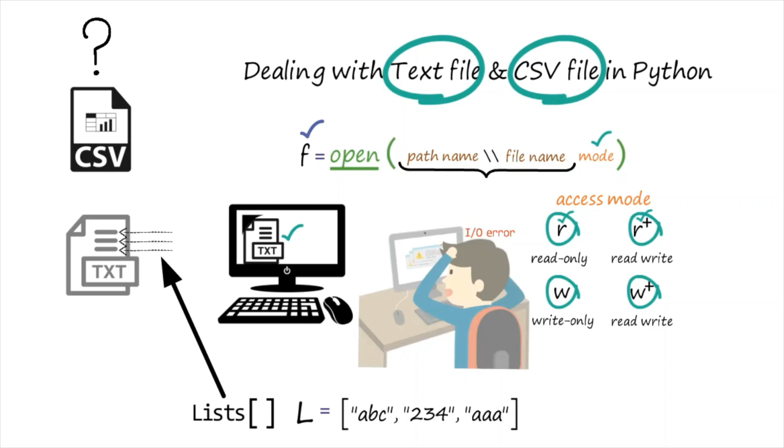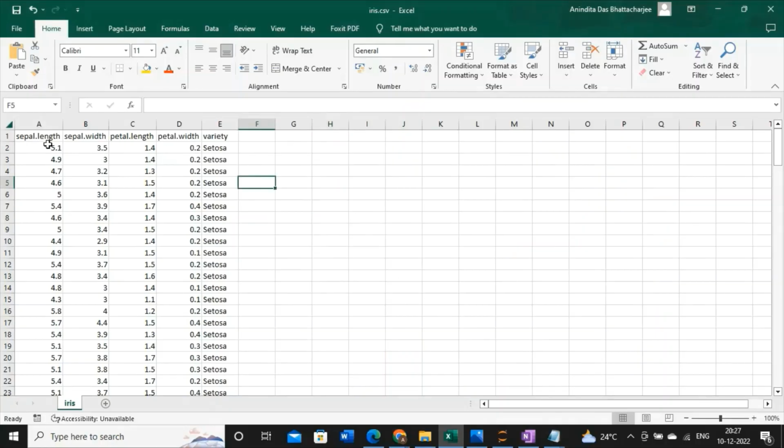The first thing is what a CSV file looks like. See, this CSV file will look like this. A CSV file looks almost like an Excel file. So a CSV file will look like one Excel file. But what is the difference between a CSV file and an Excel file?